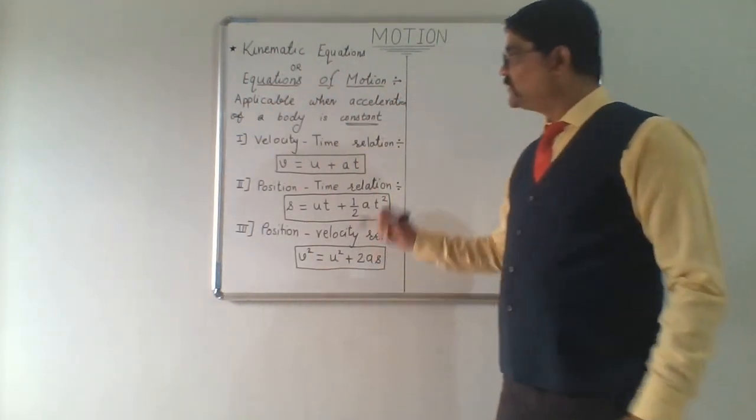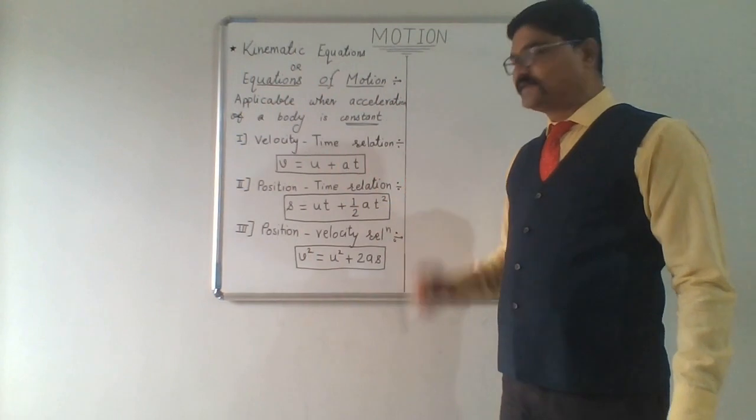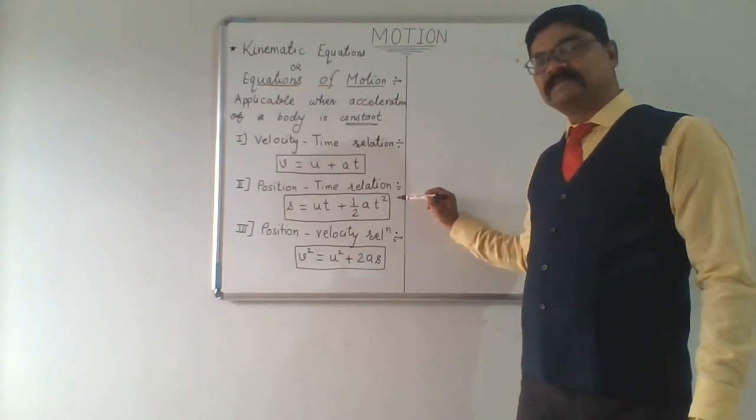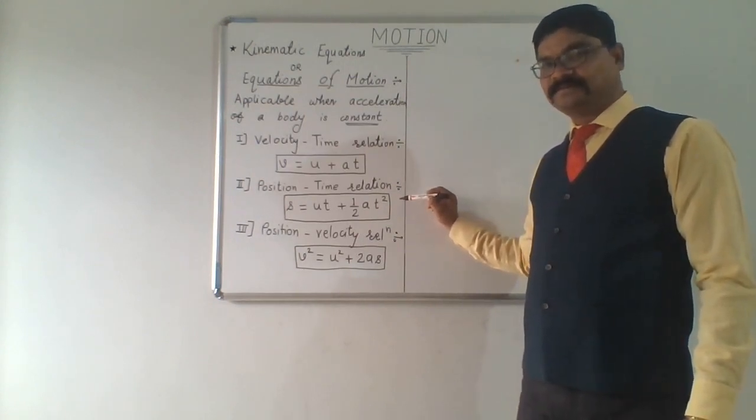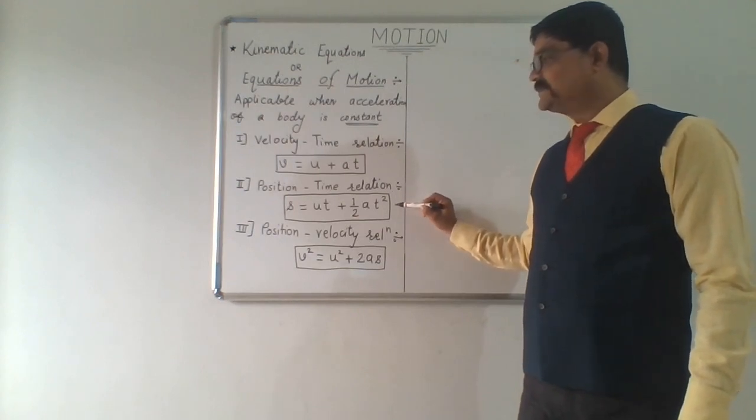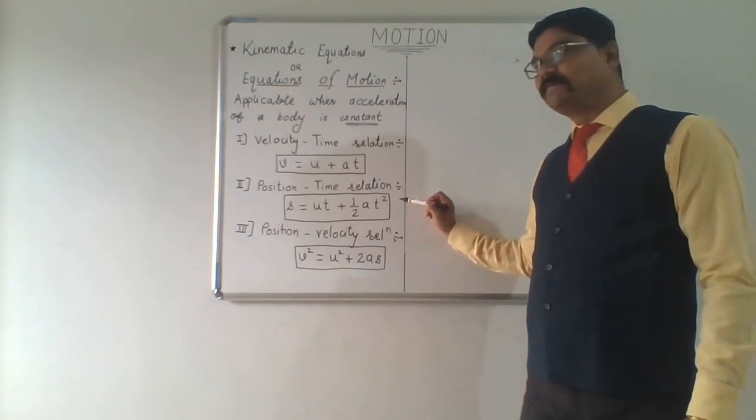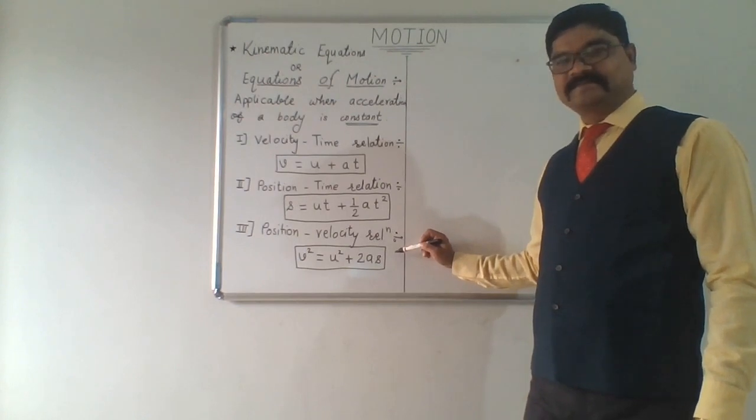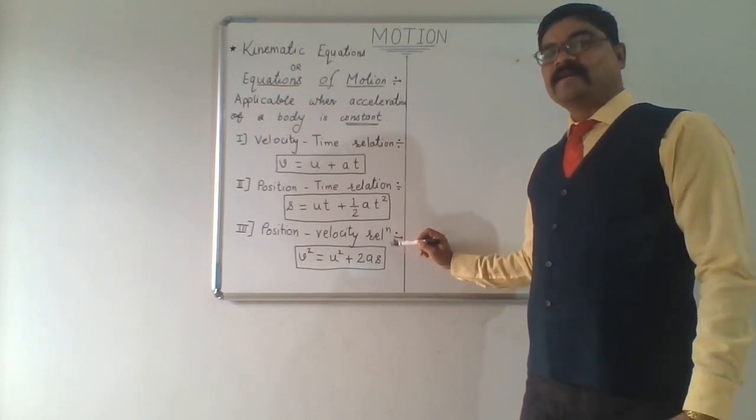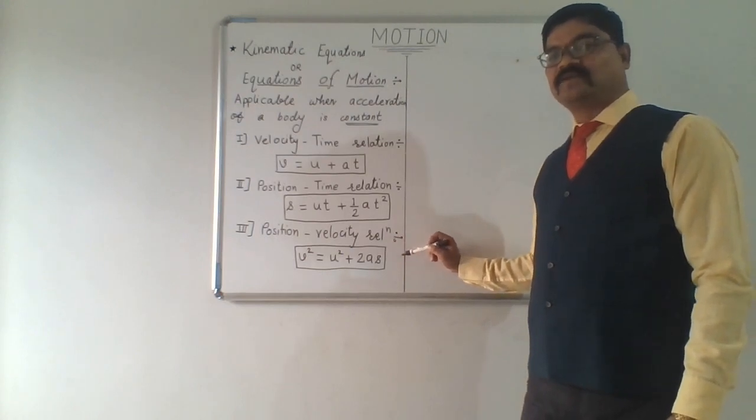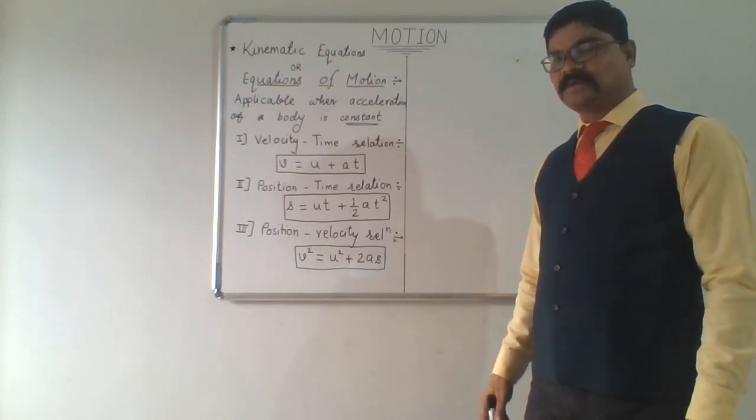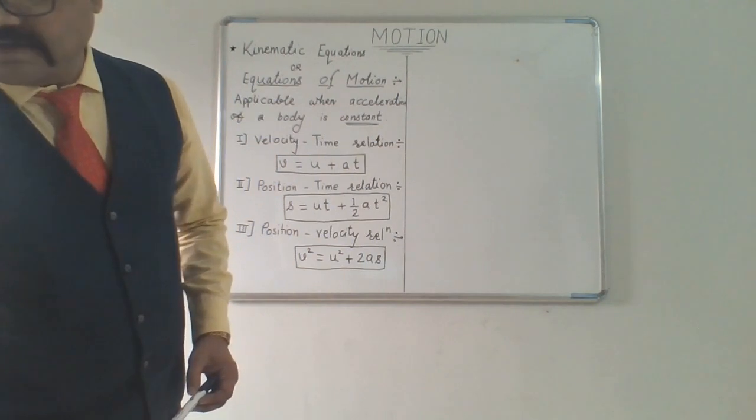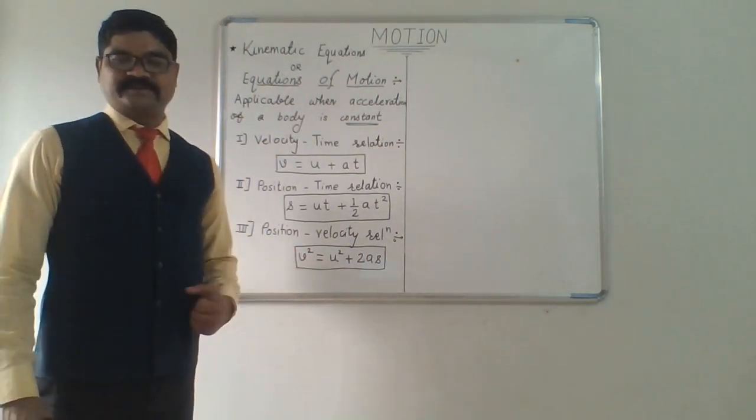Once again, I'll repeat for you. The first one is the velocity time relation: V equals u plus at. Second is the position time relation: s equals ut plus half at square. And third is the position velocity relation: v square equals u square plus 2as. These are the three equations that we generally use when the acceleration of a body is constant.